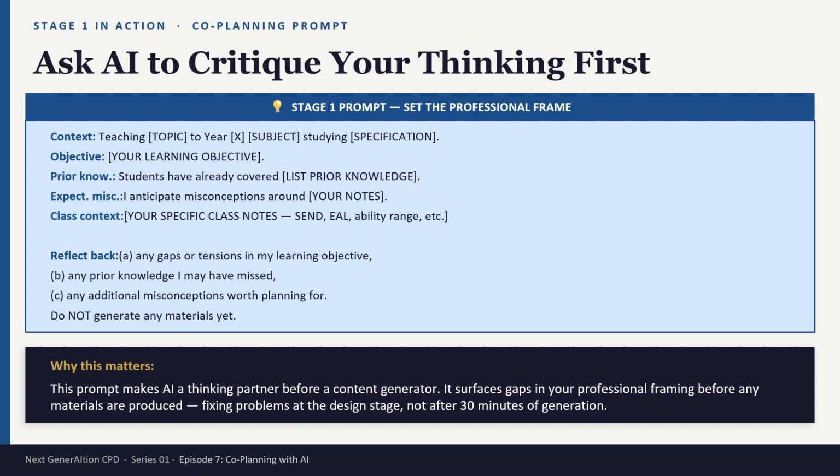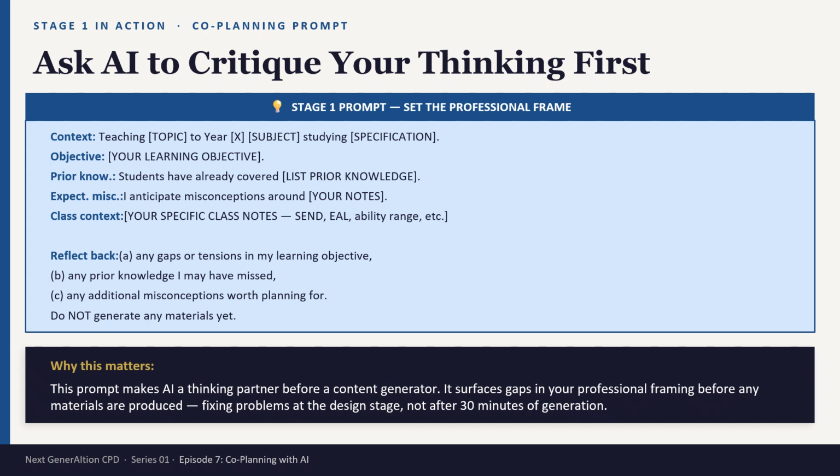The reflect back task. After giving the context, you ask AI to reflect back to you, specifically to identify any gaps in your learning objective, any prior knowledge you may have overlooked, and additional misconceptions that might be worth planning for. And importantly, you tell it not to generate materials yet.